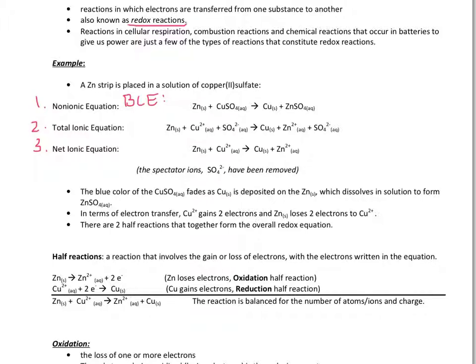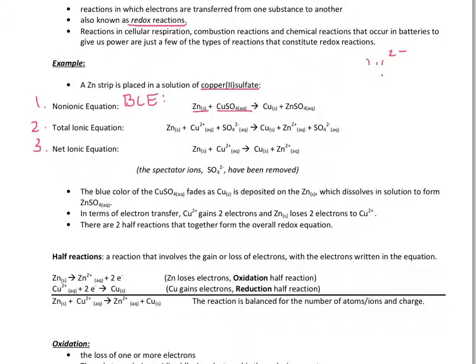We have a zinc strip, so we would represent that as zinc solid, and it's placed in a solution of copper 2 sulfate. If you think of copper 2 sulfate, the copper 2 is telling you that this is Cu2+, and sulfate is on the back of your periodic table, remembering that this is a 3202 topic, so you will have that for your exam. Sulfate is SO4 2-. If you were to write the crisscross in order to write out this reaction, notice that they have equal charges. It would be CuSO4.